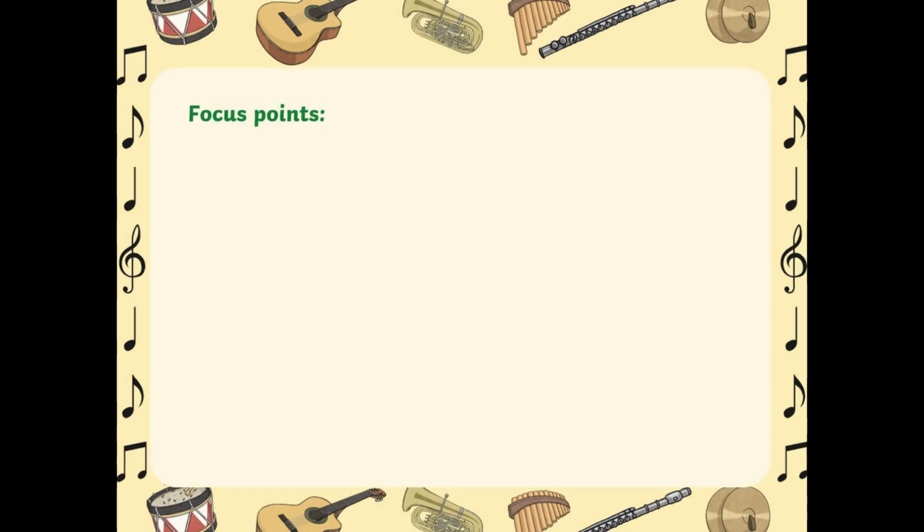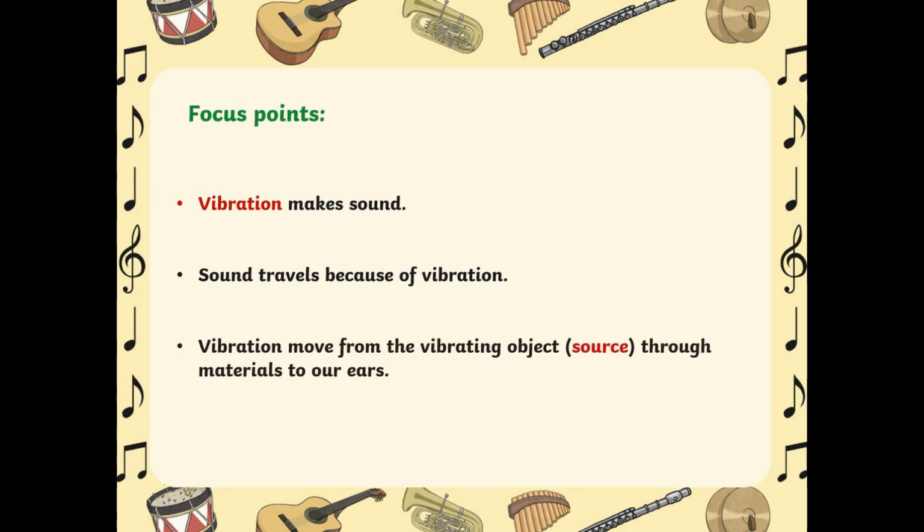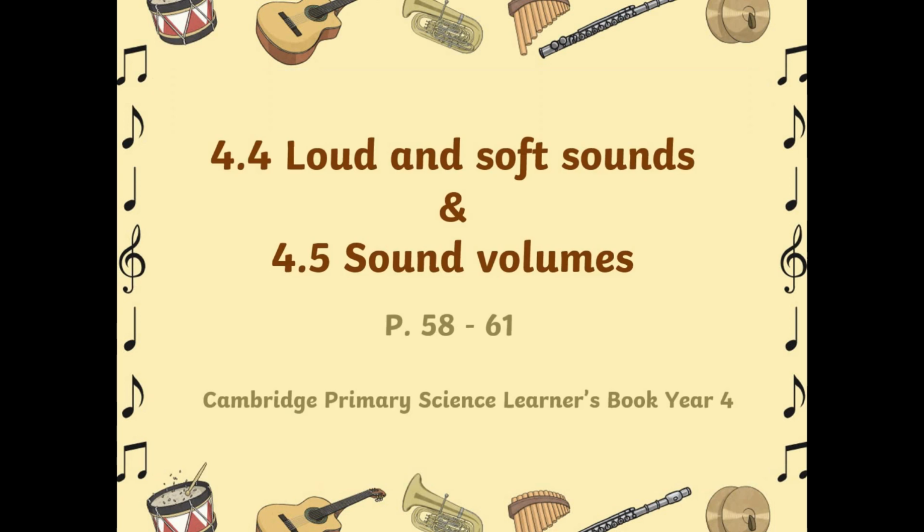The focus points for this chapter are: vibration makes sound, sound travels because of vibration, and vibration moves from the vibrating object, which is the source, through materials to our ears. We are halfway through the unit, and our next chapters are 4.4 loud and soft sounds and 4.5 sound volumes. The pages of these chapters are from 58 to 61.